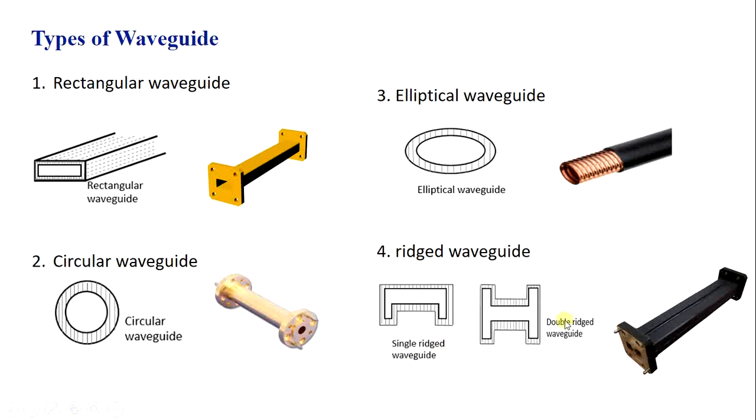You can see there are 2 types of ridged waveguide, the single ridged waveguide and the double ridged waveguide. The portions over here are removed, so the dimensions are reduced in this kind of waveguide. Mostly the rectangular and circular waveguides are the commonly used waveguides.